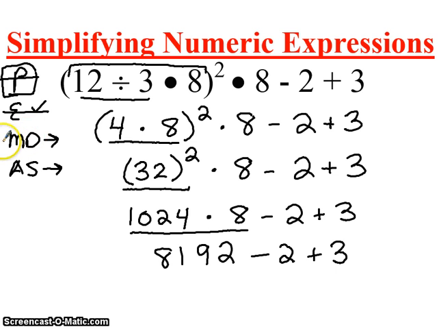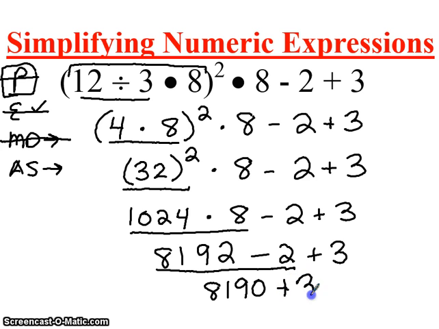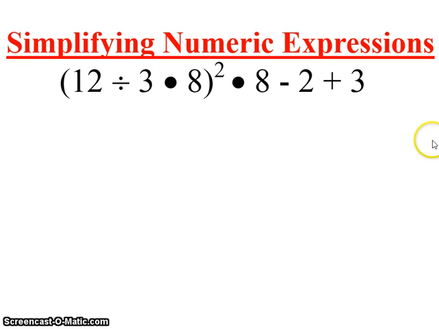Do we have any more multiplication or division? No. Do we have any addition or subtraction? Yes, so we must complete that from left to right. The subtraction comes first from left to right, so we'll have to do it first. 8,192 minus 2 is 8,190. And then we have plus 3 at the end. So last step, add 3, we get 8,193 as our final value of the expression.